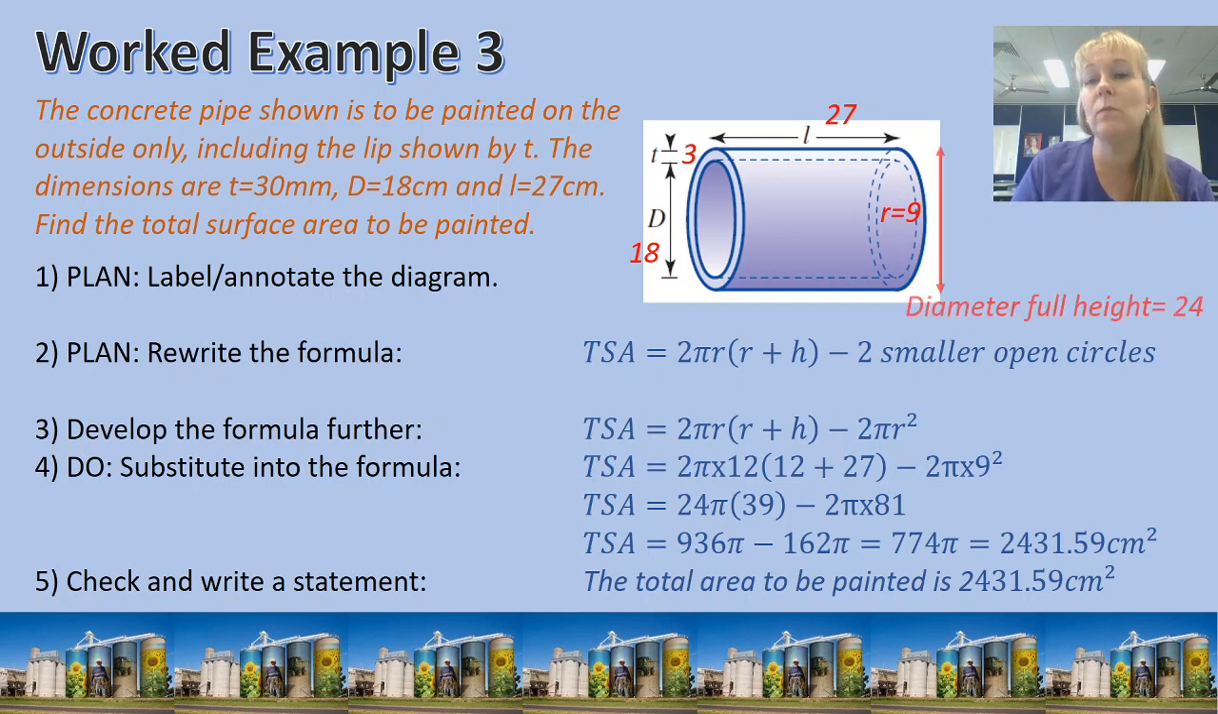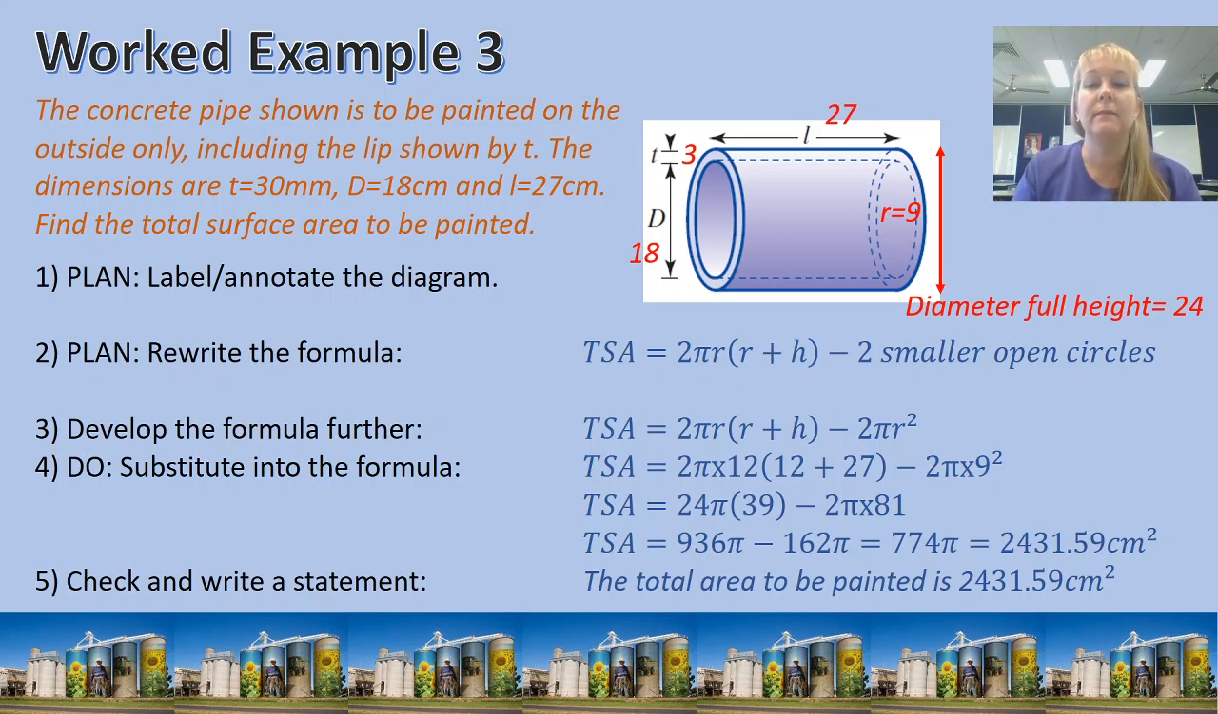Another thing I should label as well is the whole of the diameter of the whole pipe. That includes the hole in the middle plus the lip at the top and bottom, 3 and 3. So my full diameter of that full pipe is 24. So that means down the track my radius will be 12. So now I'm going to rewrite this as a formula. I've got 2 pi r times (r plus h). That's going to be giving me the full surface area of that big pipe, including the center. But then I want to take that center out, which is going to be those 2 smaller open circles.